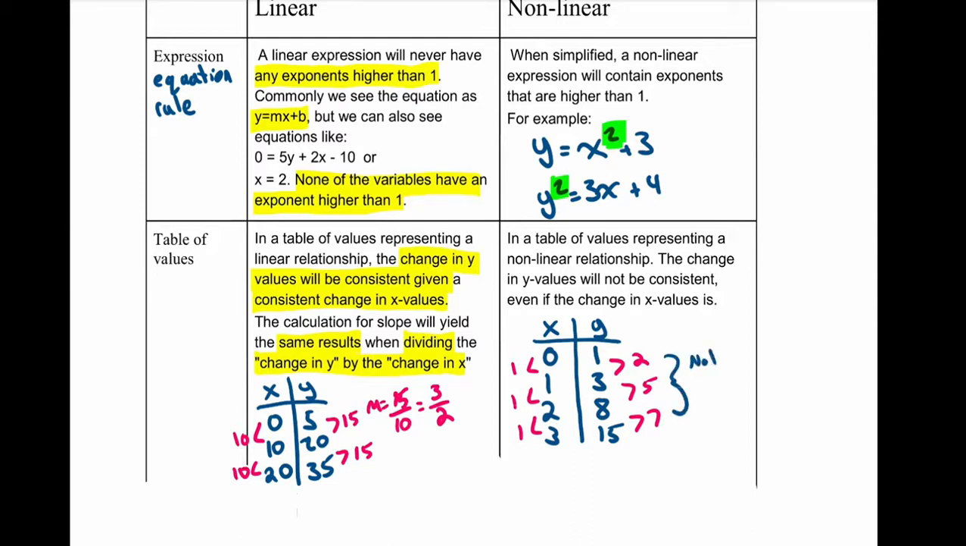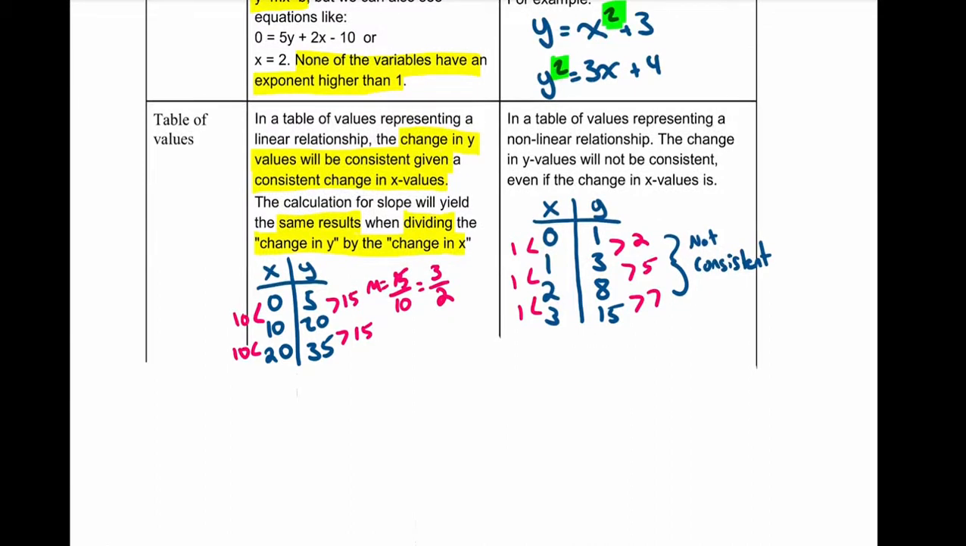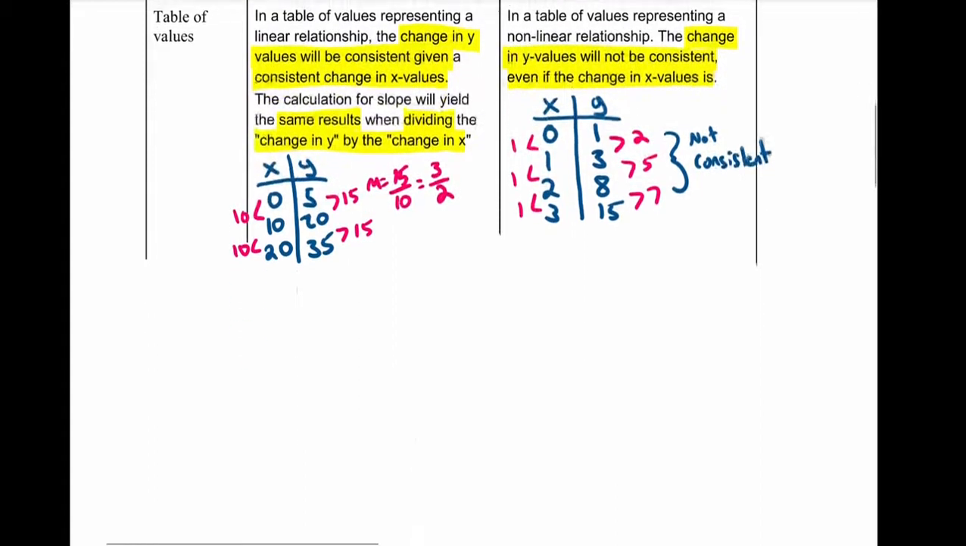So we can see this change here is not consistent, even though the change in x is consistent. So when this is the case, when the change in y is not consistent, then we have a nonlinear relationship. So again, the change in y values will not be consistent even if the change in x values are.